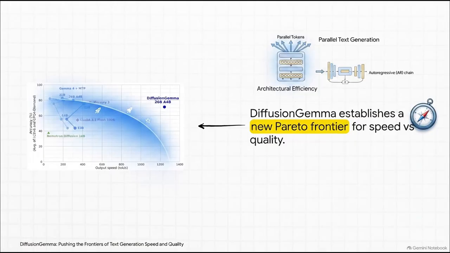And this brilliantly illustrates the advantage when we plot it against the competition. When you look at the Pareto curve mapping generation quality against output decoding speed, DiffusionGemma establishes an entirely new Pareto frontier. It pushes the speed boundary way beyond prior text diffusion models and traditional AR models. And it does it without sacrificing the high intelligence you'd expect from a 26 billion parameter model.